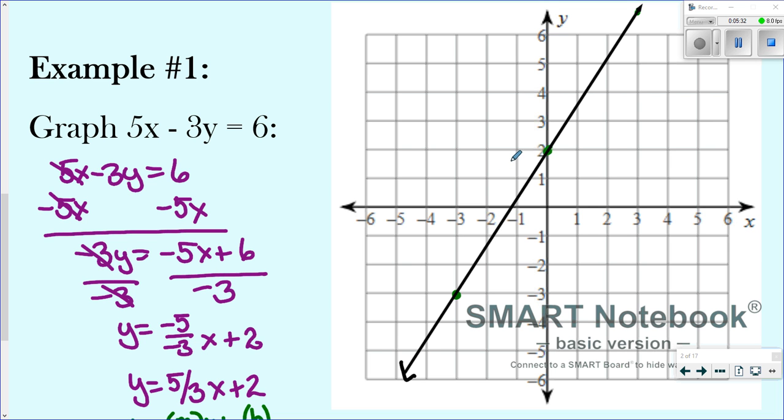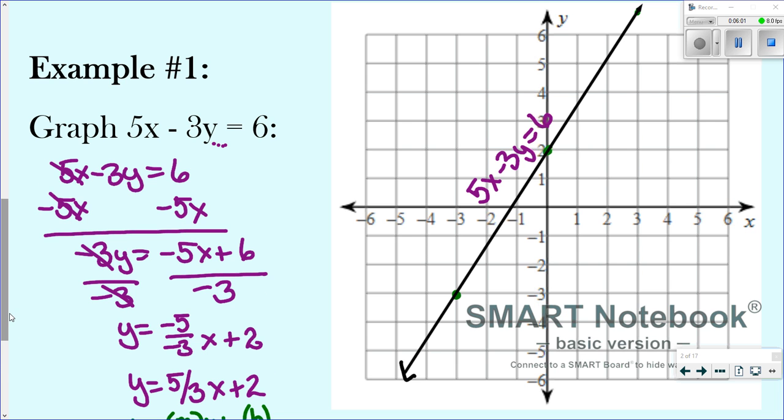This is the thing. If you started off with a standard form and you had to change it to a slope-intercept form, but you have to label the line, use the original. Use the original. So then that means you're going to have 5x minus 3y equals 6. So always label the line with the original equation. This is our original.